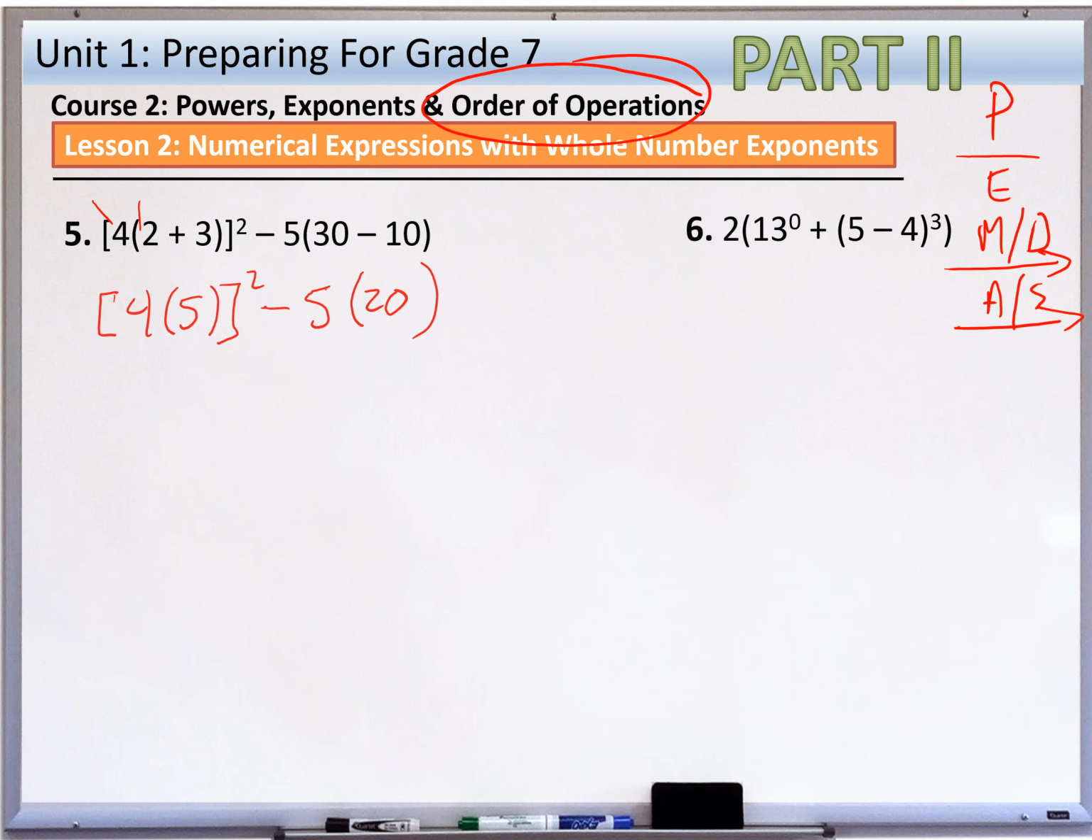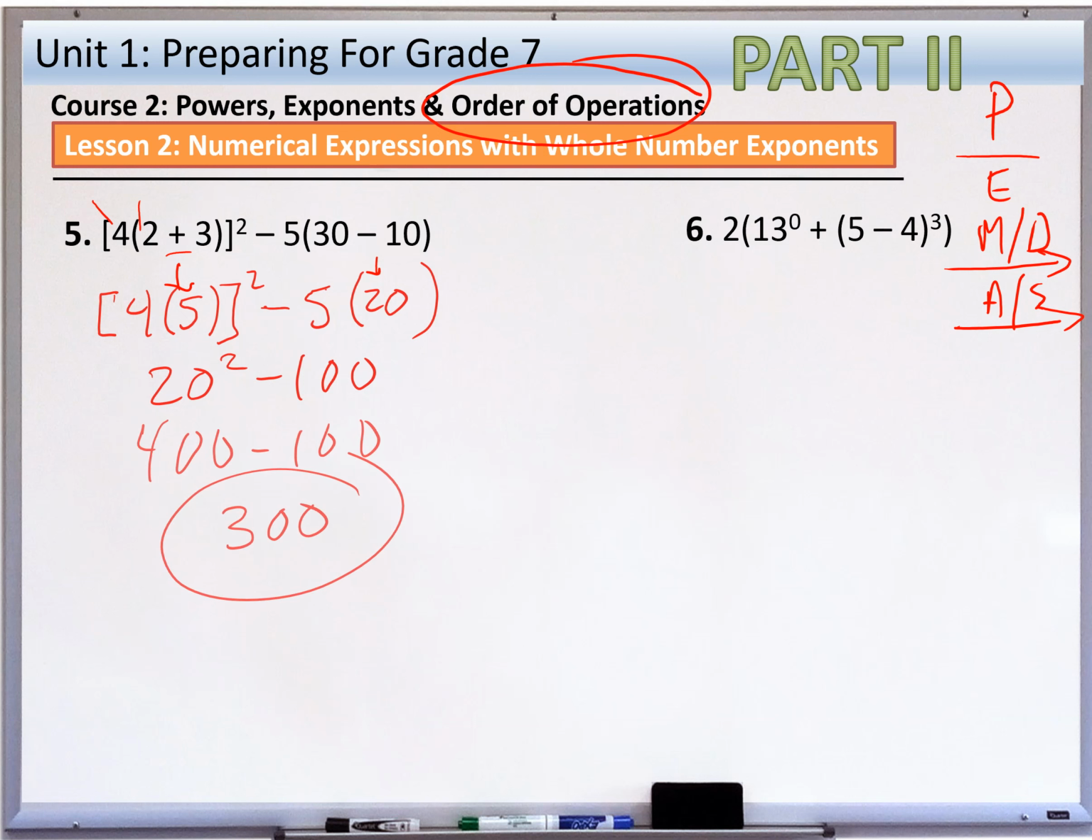All right, so I am going to start off. I did both of my parentheses actually. So I'd start off with my 2 plus 3, which gave me 5. And I had my 30 minus 10, which gave me 20. Then I'm still inside these brackets, so I multiplied 5 times 4, and my answer was 20. And I went ahead and multiplied 5 times 20, which gave me 100. So I'm going to square 20. 20 times 20 is 400. 400 minus 100 is 300.